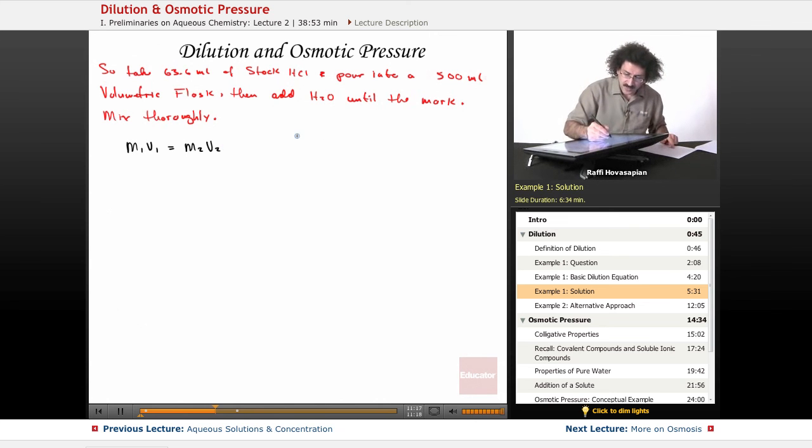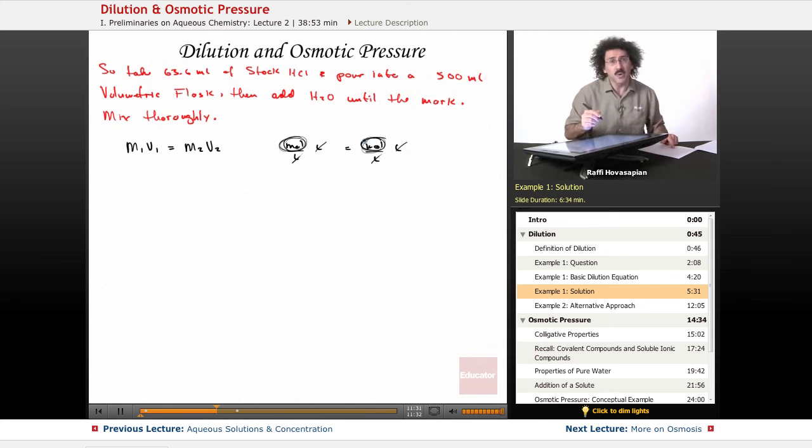So let me write this as moles per liter times liter equals moles per liter times liter. Well, liter cancels, leaving you the initial number of moles is going to equal the final number of moles. That's the whole idea here. That's what this equation is based on. The amount of solute doesn't change. The moles of solute floating around are the same. The only thing that changes is the volume.